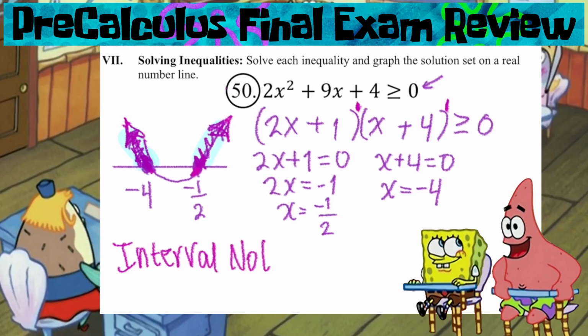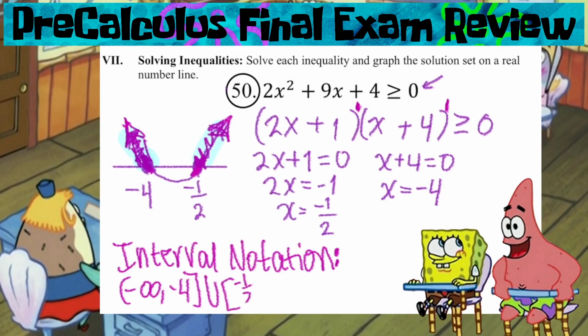Interval notation will be, can I fit it next to SpongeBob? No, I'm going to have to put it under. From left to right, negative infinity, comma, negative 4 with a bracket, union, bracket, negative 1/2, comma, positive infinity. And that is the final answer. If you are insistent upon doing this number line style, it's the exact same thing. Negative 4, negative 1/2, except you would just color it in that way.